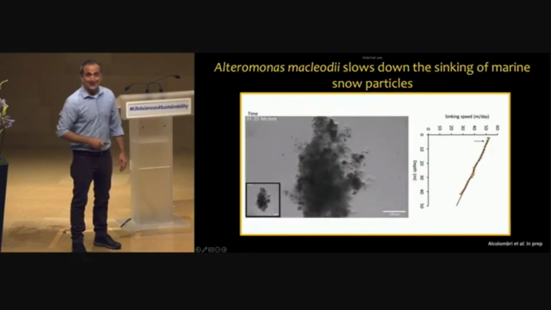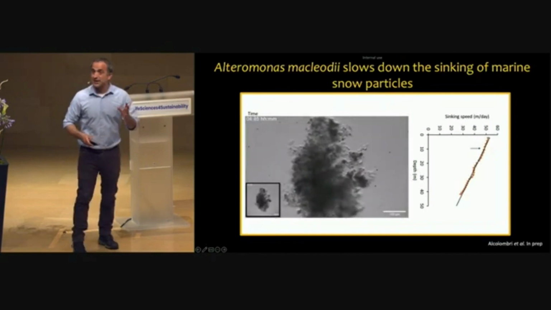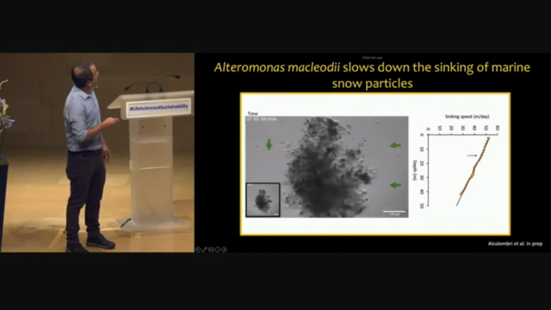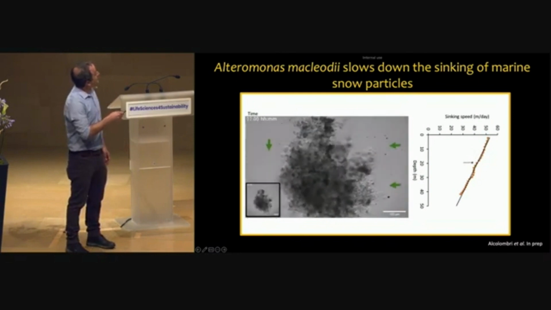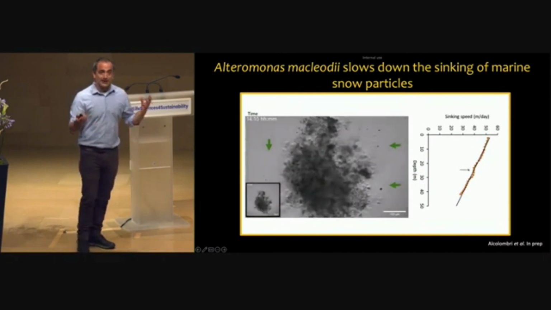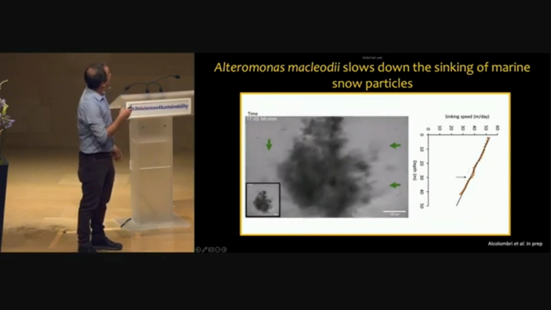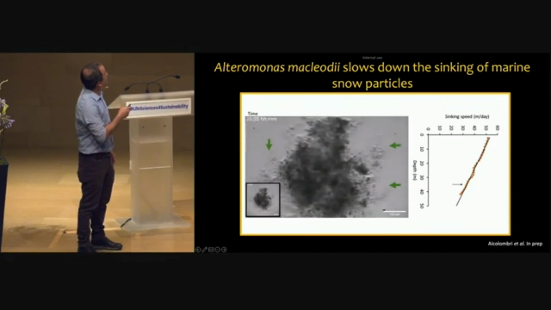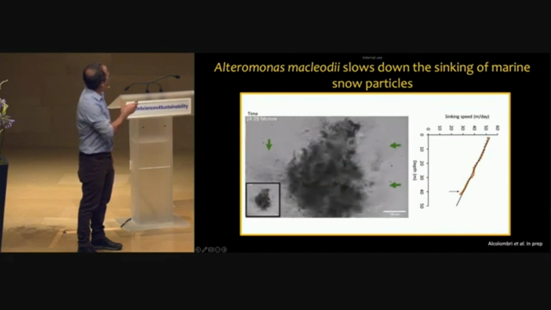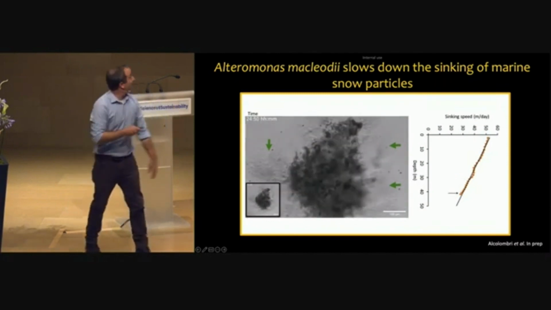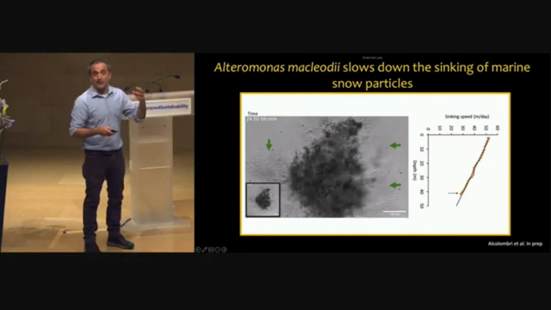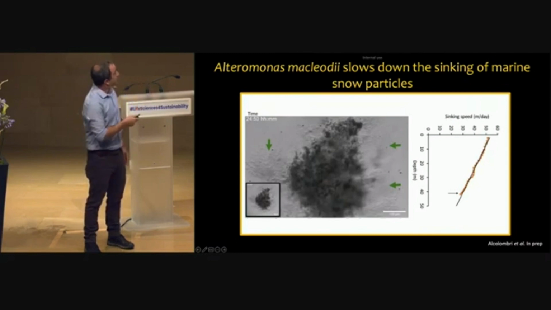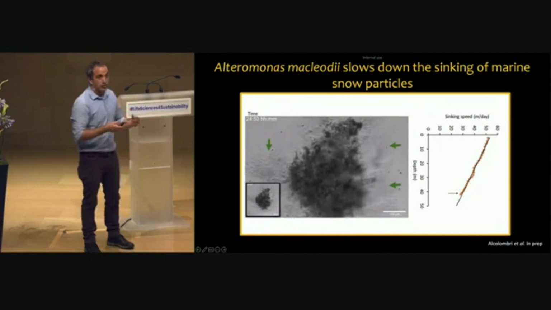However, when we introduced the bacteria into the system, the story is a little bit different. As you can see here, the particle, first of all, is slowly slowing down. And at the same time, there is accumulation of biofilm on the periphery of this particle, as you can see here, and we call those tendrils biofilm parachutes. And basically what those parachutes do is slow the particle down by 50% within 1 day.